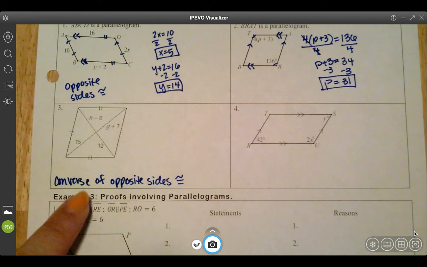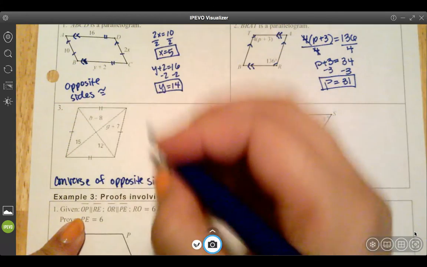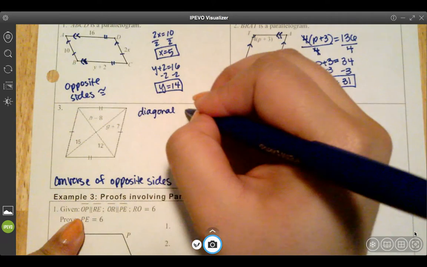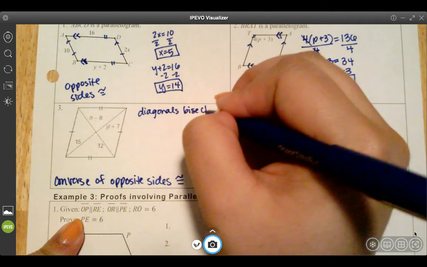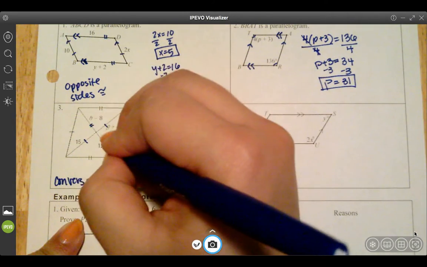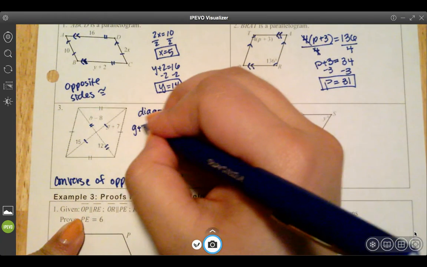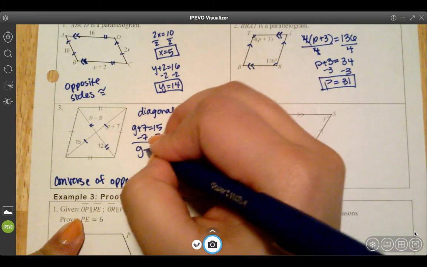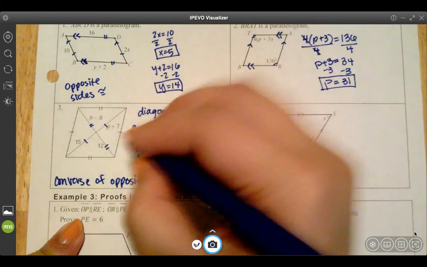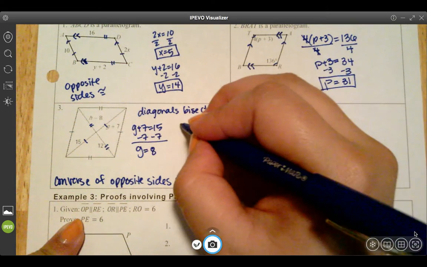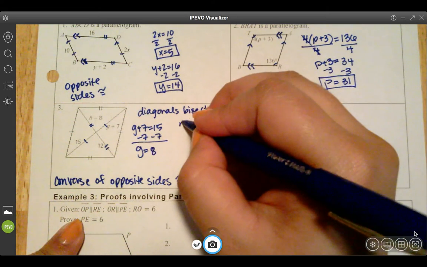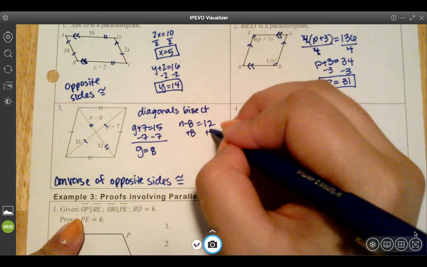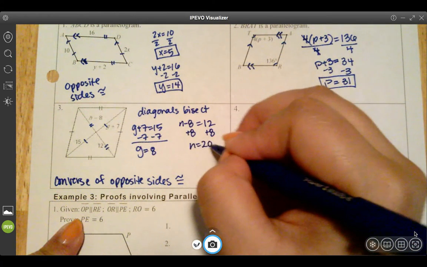And therefore, we can set up the diagonals bisecting each other. So we can say diagonals bisect, which gives us our two equations. G plus 7 equals 15, minus 7, G equals 8. And our second equation, N minus 8 equals 12, plus 8, N equals 20.